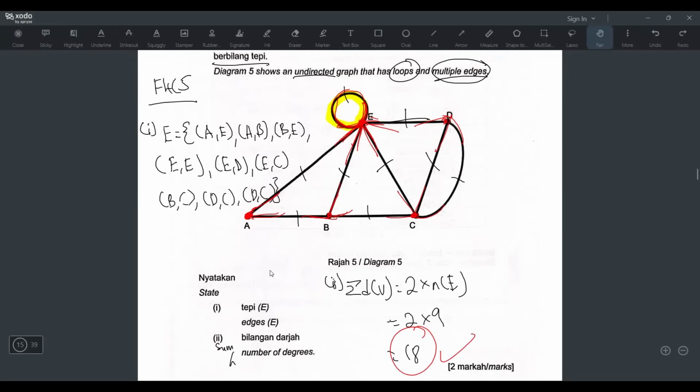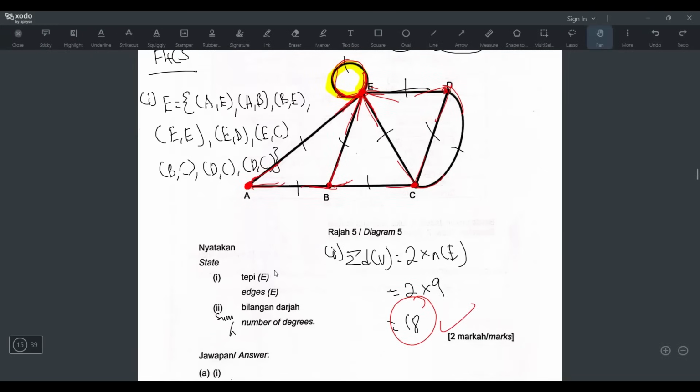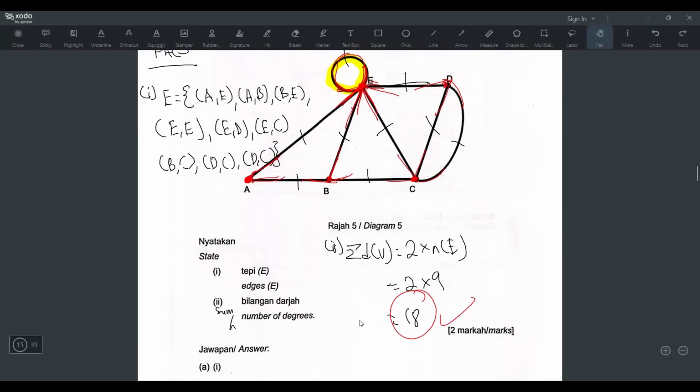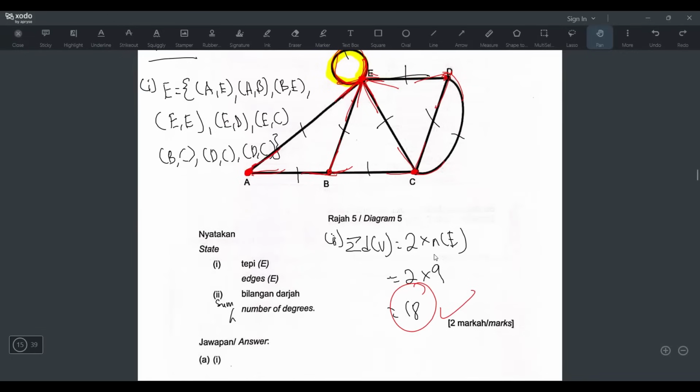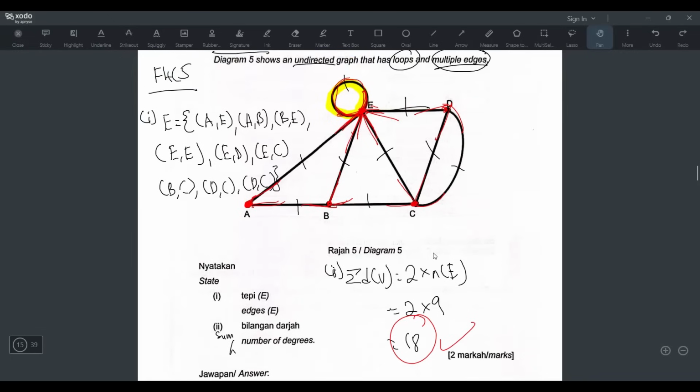Okay. Yeah, but in the exam, if they ask for sum of degree, usually we just do the formula. Yeah, because it's faster. Okay, that's all.